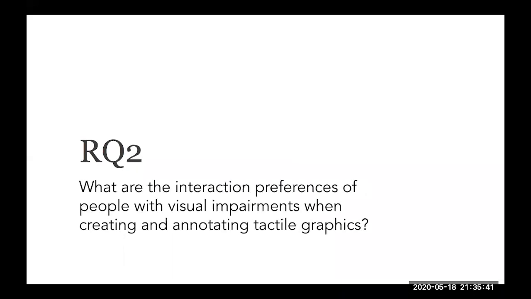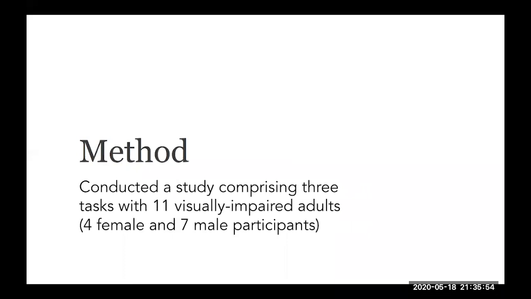The second research question is what are the interaction preferences of people with visual impairments when they create and annotate tactile graphics? This would allow us to design interactions based on end users' preferences. We answered both the research questions by conducting a study comprising 3 tasks with 11 visually impaired adults. 4 of the participants identified as female and 7 participants identified as male.